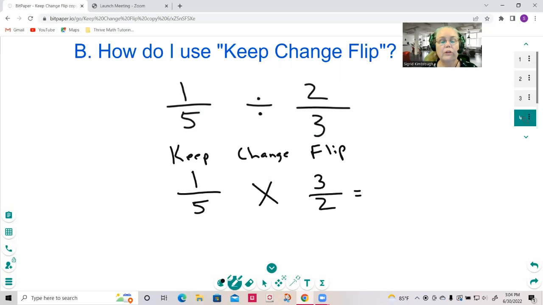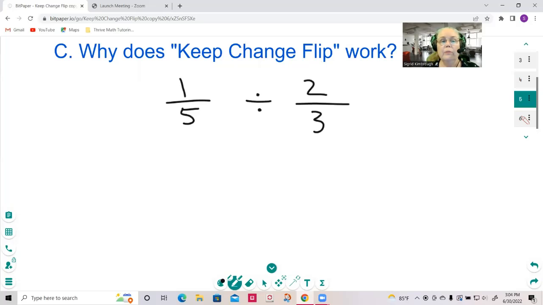So now we're going to just multiply fractions like we normally do. 1 times 3 over 5 times 2, and you end up with 3 over 10. So that does get you the right answer. It got you the right answer in 5th grade, and it still gets you the right answer. But at some point, it's really going to help you to understand the why behind keep, change, flip. So let's talk about that.